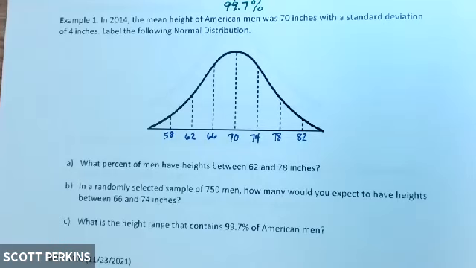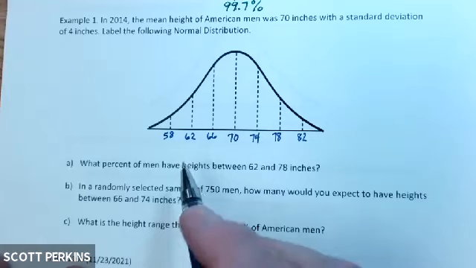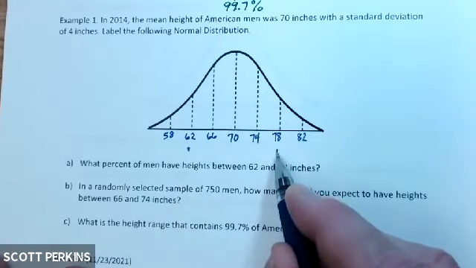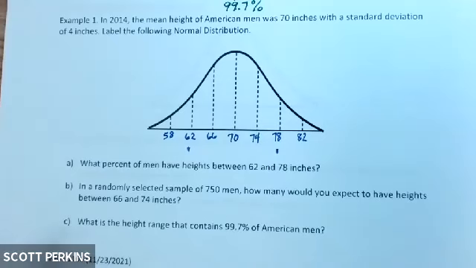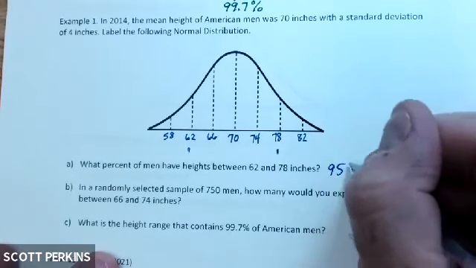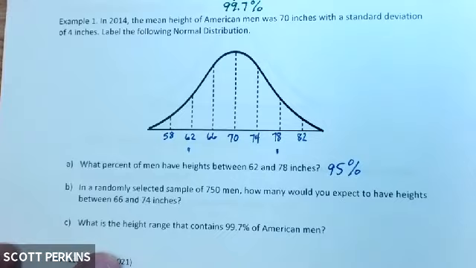So now we're just going to answer these questions. It's just based on the empirical rule, which I gave you. So these are the different types of questions you'll see. What percent of men have heights between 62 and 78 inches? Okay, so 62 is right here and 78 is here. How many standard deviations above and below the mean is that? 2, and the empirical rule says what percent of your data on any normal curve are within 2 standard deviations. That's 95. Yes, thank you very much, everybody, for your patience and for paying attention. So that's 95%.